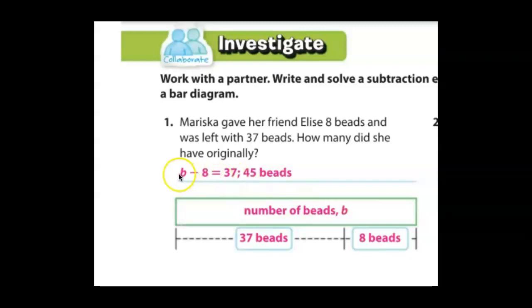Okay, they chose B to represent the total number of beads she had originally. They're showing that she has 37 now, and that she gave away 8. And so B minus 8 equals 37. And the answer of how many she had originally is 45. And we can do that by adding the 37 plus the 8 to get the 45 that she originally had.